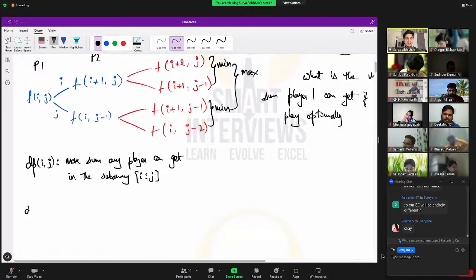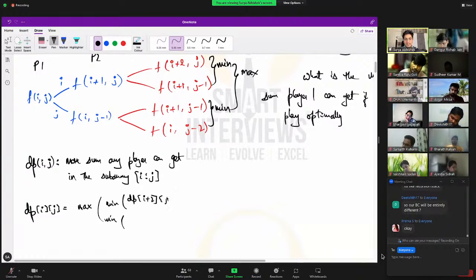Now coming to our DP expression, it will look something like this. DP of i, j is equal to max of min of (i plus 2, j and i plus 1, j minus 1), and min of (i plus 1, j minus 1 and i, j minus 2).